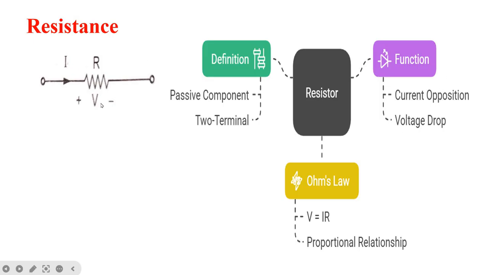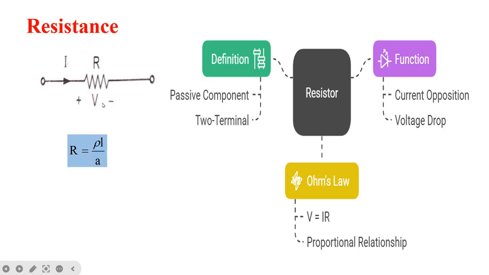There will be a voltage drop across the resistance, and here we can use Ohm's law to find out the value of resistance, using a proportional relationship. So we can define resistance as that property of the material by which it opposes the flow of current through it, and resistance is denoted by capital R.